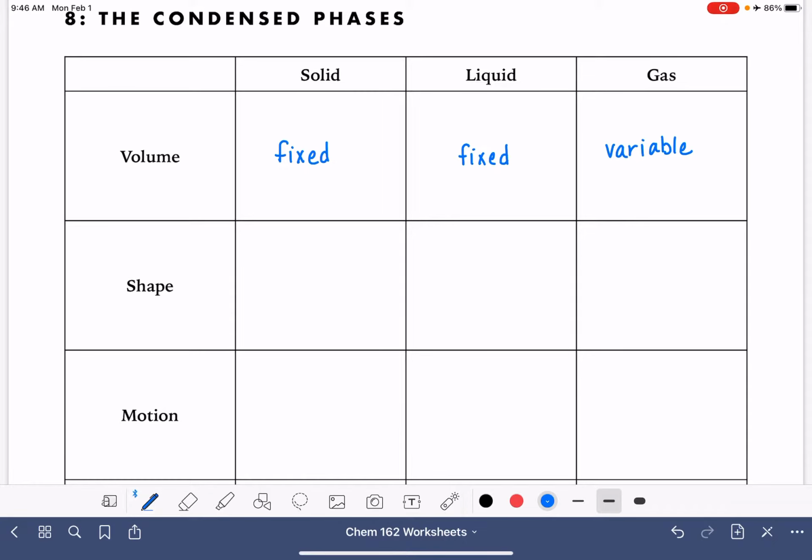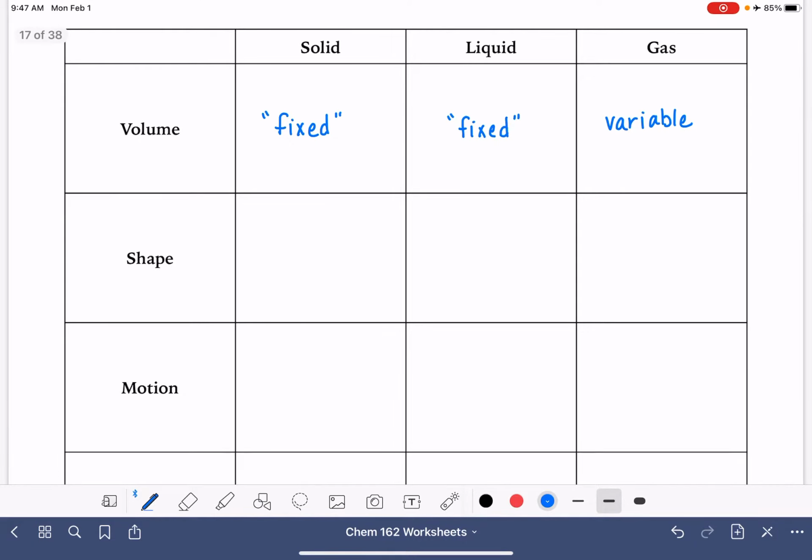I do want to say that for solids and liquids, their volume is mostly fixed. There is a little bit of variation to their volume, but for most scientists, the variation of the volume of a solid or a liquid is negligible.